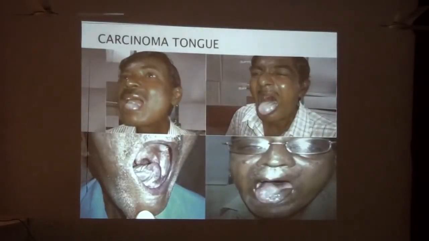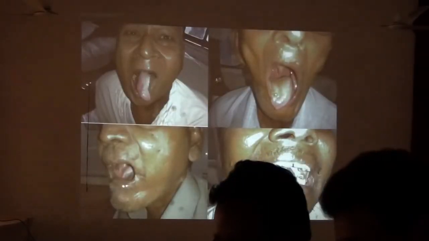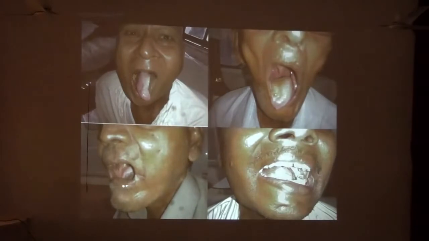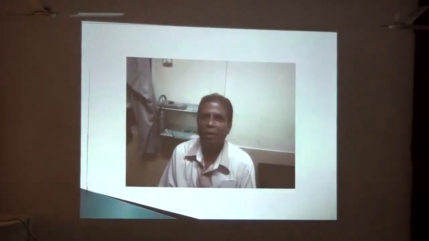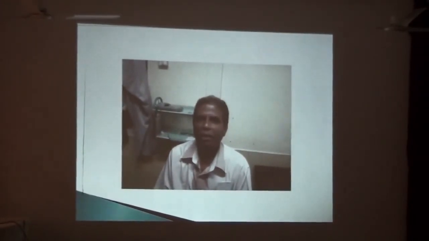This is a case of carcinoma tongue. You can see the mobility is well preserved after the reconstruction with the flap. Another case of carcinoma tongue. Following radiation, the flap is pliable and mobility is preserved. This is a small video showing the resulting speech after the operation.